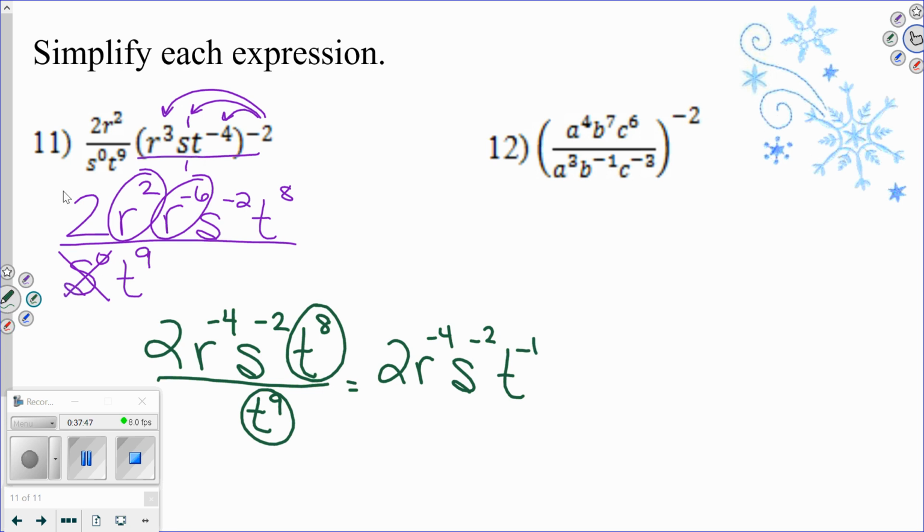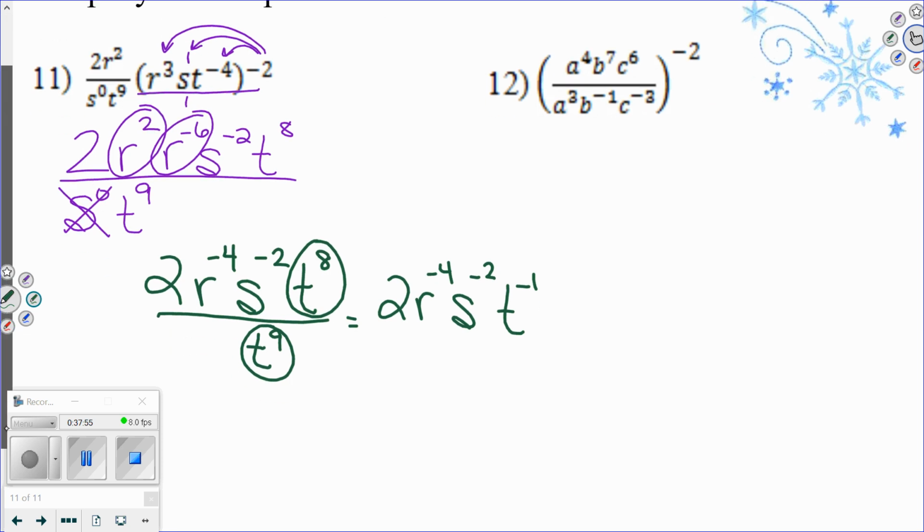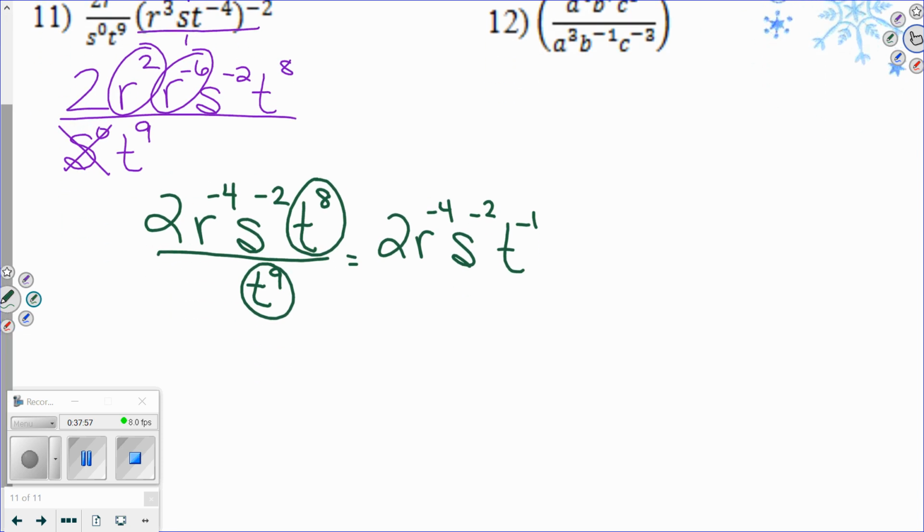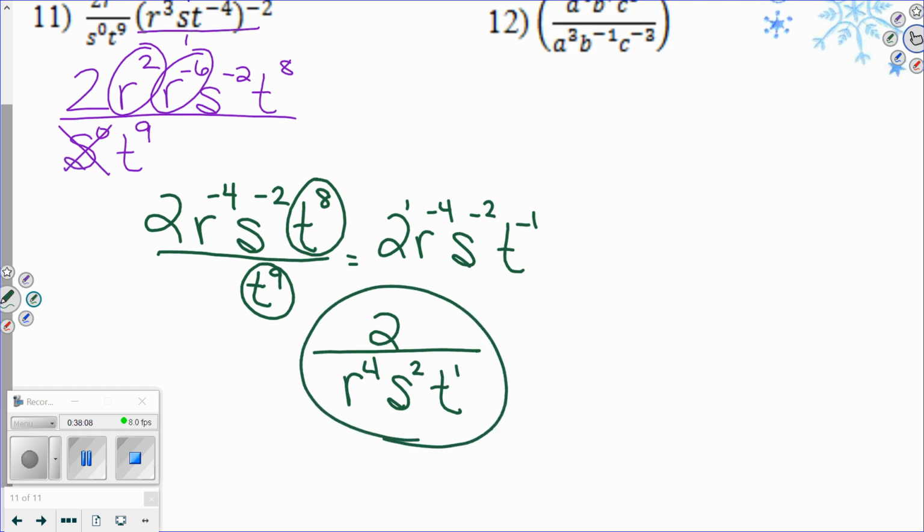Okay, next step. How do I get rid of the negative exponents? Move them to the bottom. What happens to the 2? It stays, right? Because technically its exponent is a 1, so it's positive. So 2 stays on top. Then we have r to the 4th, s squared, and t to the 1st, all on the bottom.